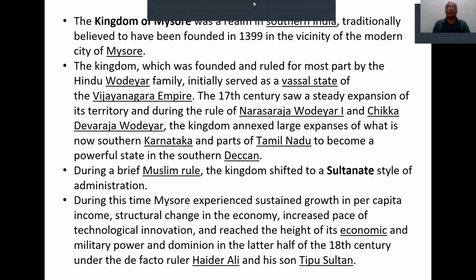So when we are trying to trace out the history of Mysore, and how it turned into a princely state, we are trying to trace it from the times of Hyder Ali, when it became a military power in the 18th century, and his illustrious son, Tipu Sultan. These were the two rulers who made Mysore into a sultanate and contributed to the growth of this region in economic and technological aspects, and brought about certain structural changes in the economy of this particular region.